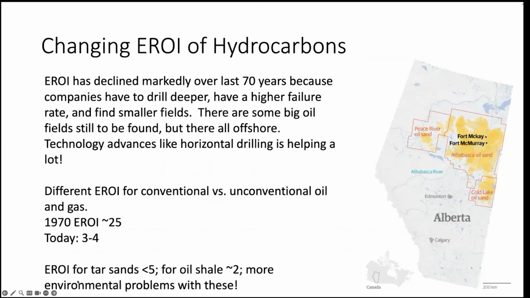So there is definitely a changing EROI of hydrocarbons. The EROI has declined markedly over the last 70 years because companies have to drill deeper, have higher failure rates, and they find smaller fields. There are still oil fields to be found, but most of the big ones are offshore, and that's expensive too, in terms of money and energy. And obviously technology advances like horizontal drilling and fracking are helping a lot, but still. So as we said, the 1970 EROI was 25. Today it's 3 to 4. For oil sands, it's less than 5. For oil shale, it's about 2. And there are many more environmental problems with these than underground resources.